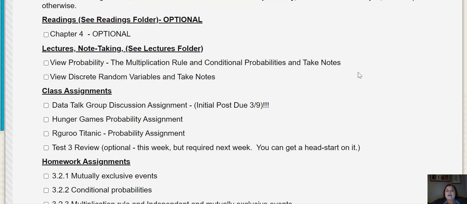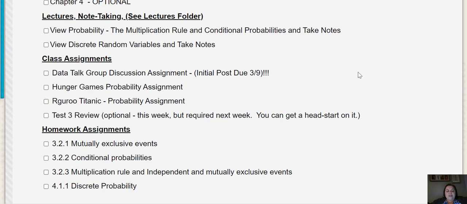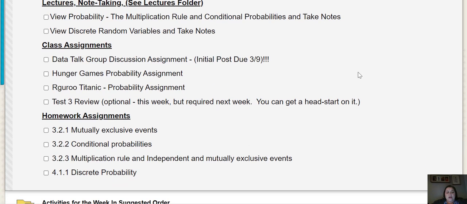I need to fix that. Test 2 is coming up next week, so I went ahead and posted the review. It will be an assignment next week and is not a requirement this week, but you can get a head start on it, and any work you do this week will count towards it next week. It's a great way to review. And then we've got our homework assignments. There are 4.